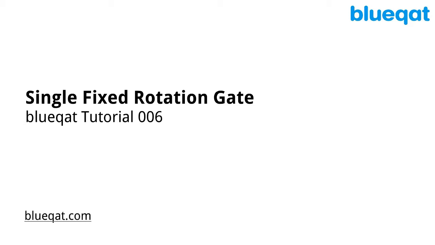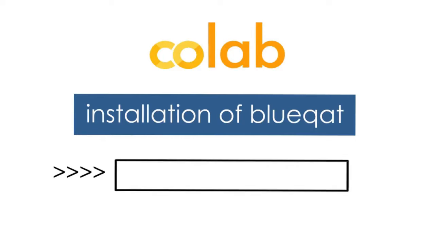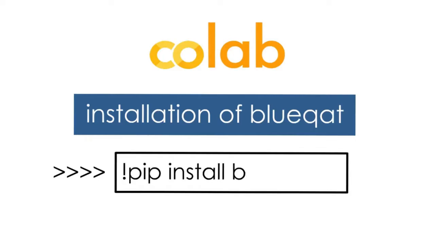In this video we will be learning about single fixed rotation gates. We will be doing the coding on Google Colab. Like we did in the previous video, we will be starting with installation of Blueqat. Type the code !pip install Blueqat in order to install Blueqat.